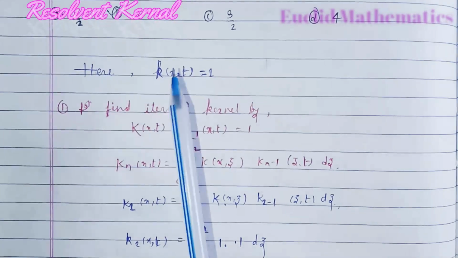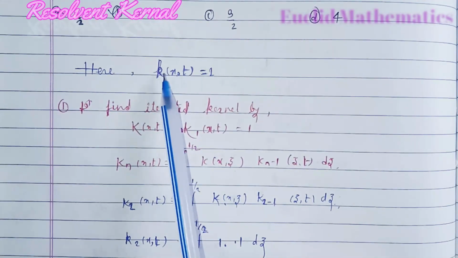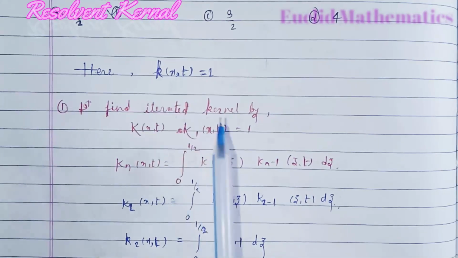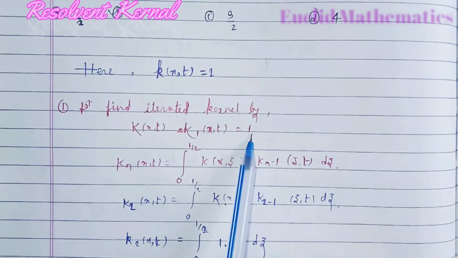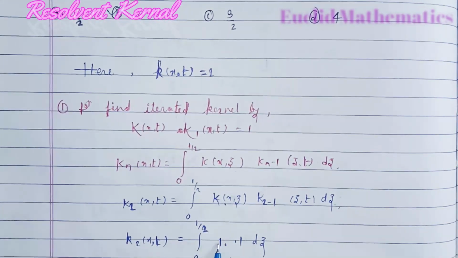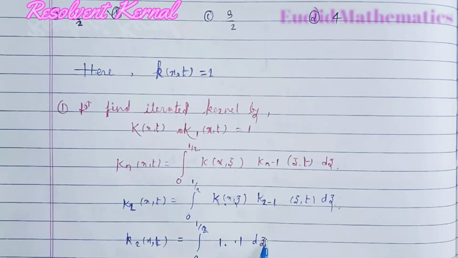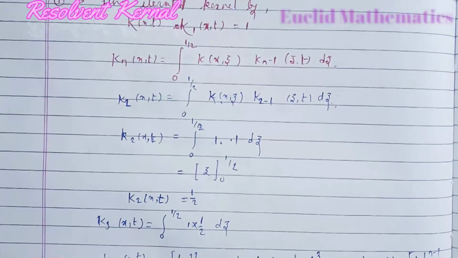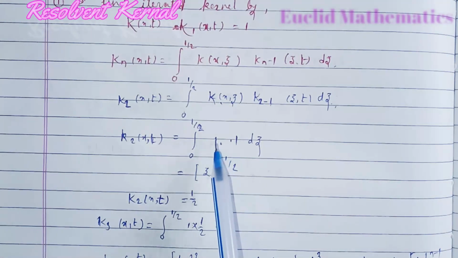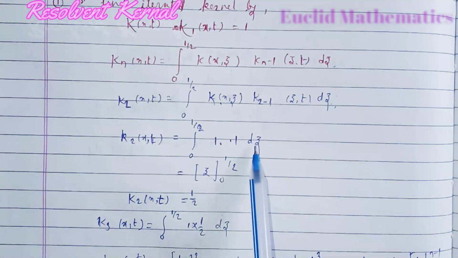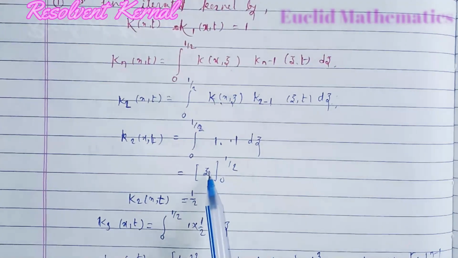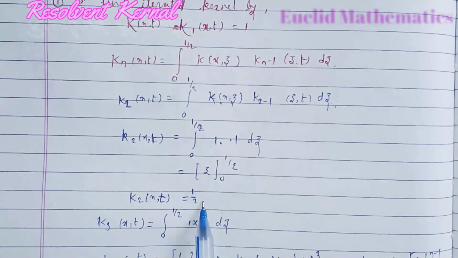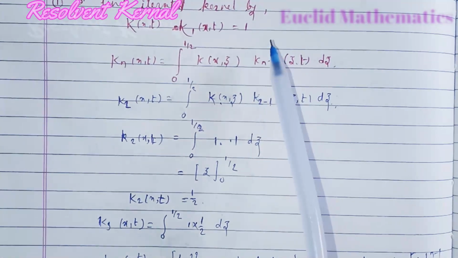So K1(z,t), replacing x by z, is K(z,t), which means K1(z,t). K(x,t) and K1(x,t) are equal, so K1(z,t) is also 1 because it is a constant. So K(x,z) is 1 and K1(z,t) is also 1, times dz. Now let's do the integral. K2(x,t) is the integral over 0 to 1/2 of dz, and the integral of dz is z. The limits are 0 to 1/2, so substituting gives 1/2 minus 0, which is 1/2. So I got the second value for our iterated kernel. The first value is 1, the second value is 1/2.